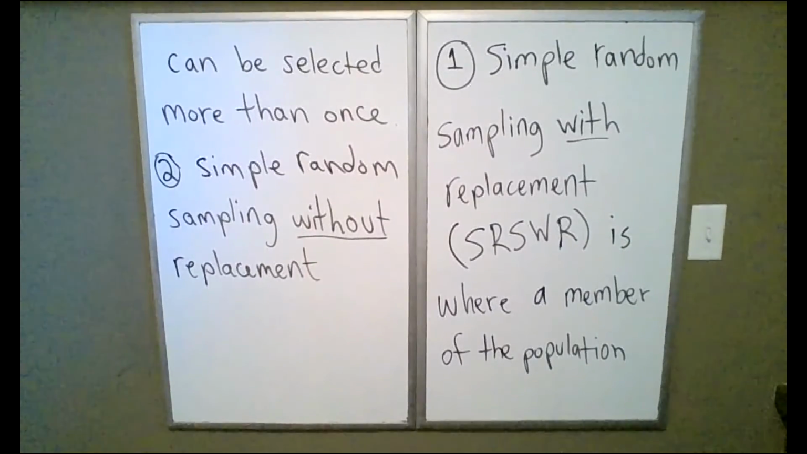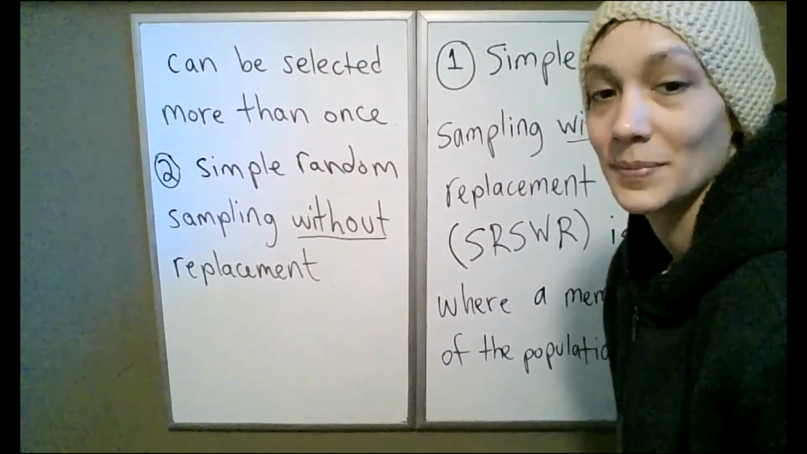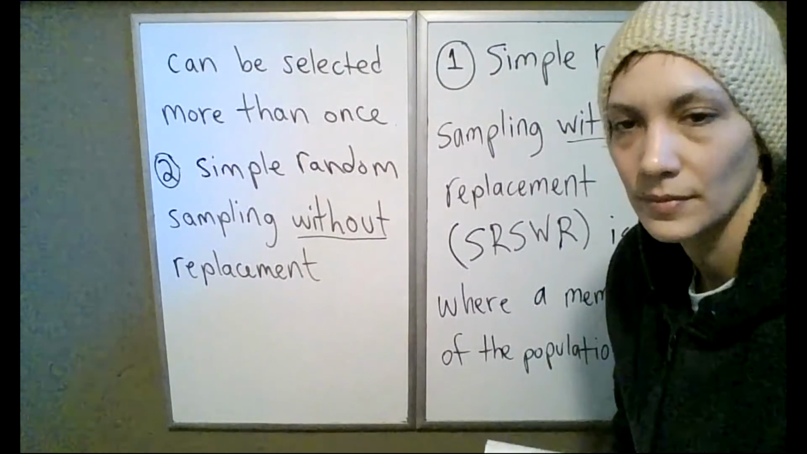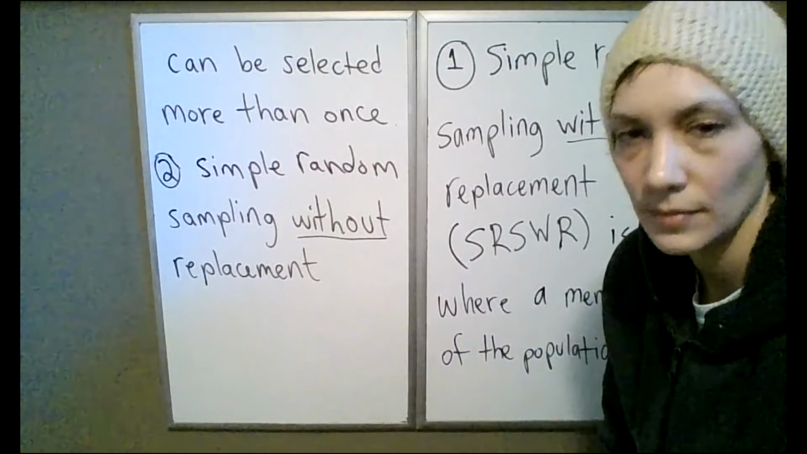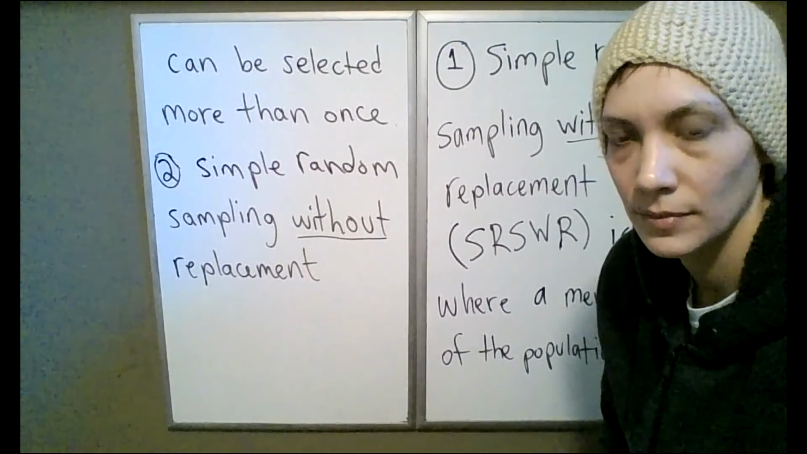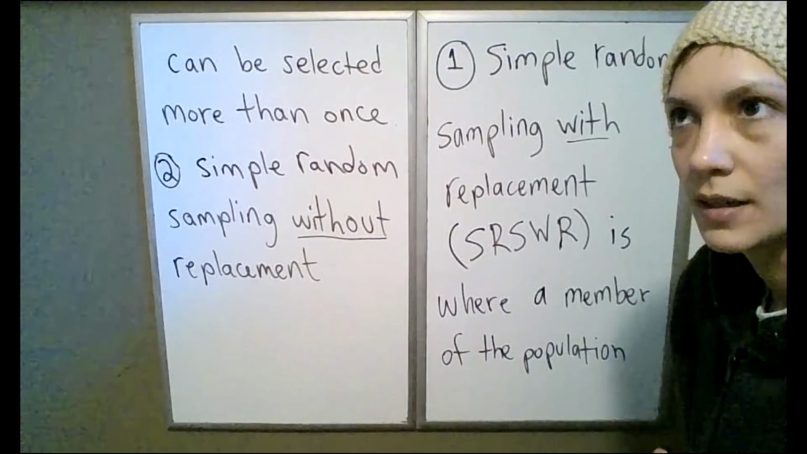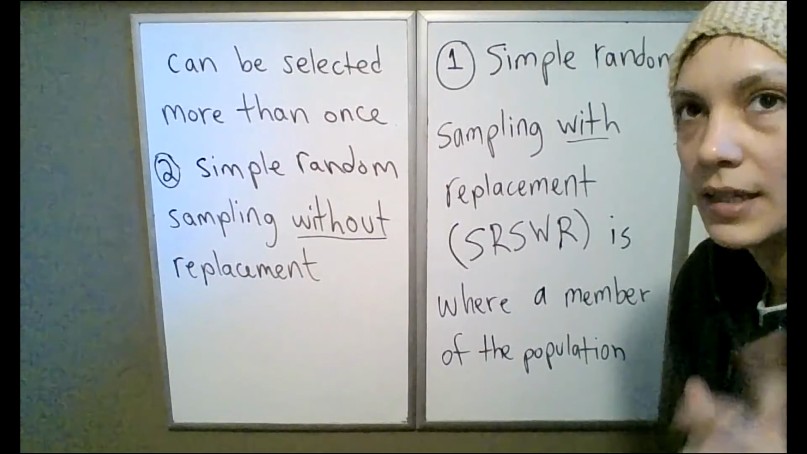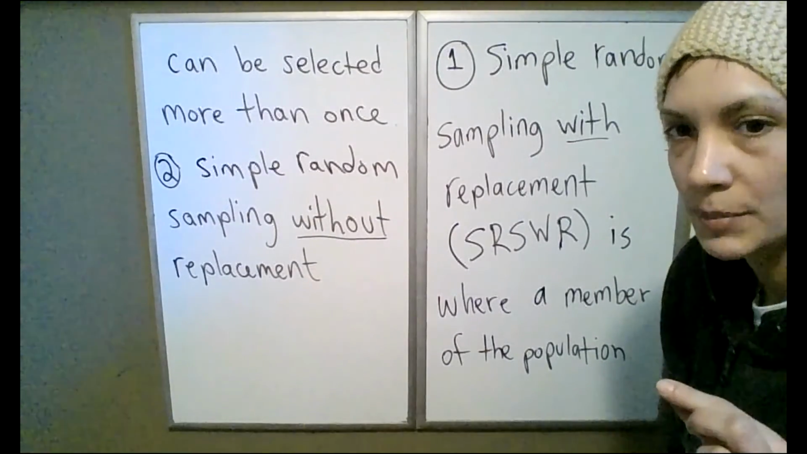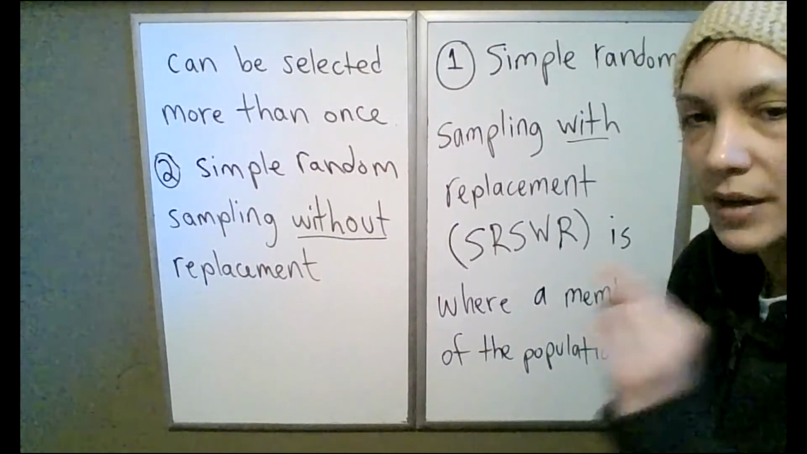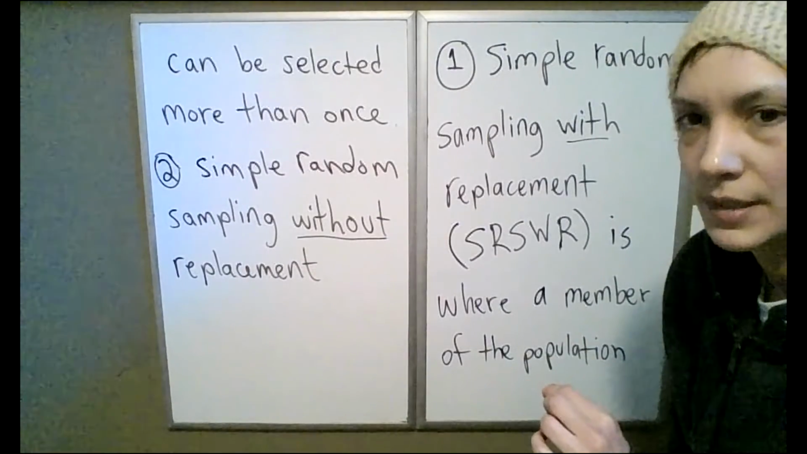Professor Walker, I have a question. When you're doing simple random sampling with replacement, you're picking a member of the population and that member is the sample, or are you picking a member of the sample? Kind of the first one. When you pick a member, they will be a part of the sample. Okay. Gotcha.